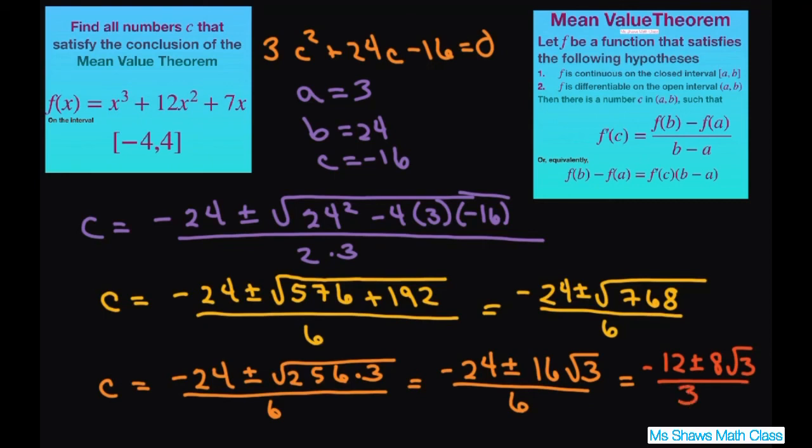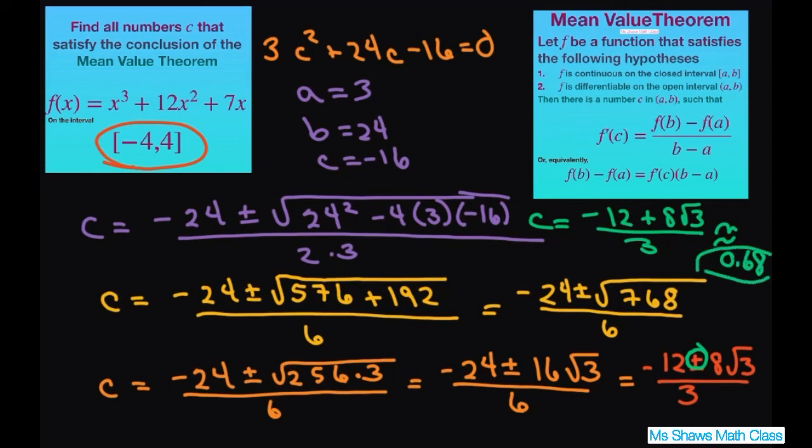Now, because we're at negative 4 to 4, the only solution that's going to work is the positive. So our final answer is going to be c equals negative 12 plus 8 square root of 3 divided by 3, which is approximately 0.68. And that's it. Let me write it here a little bigger.